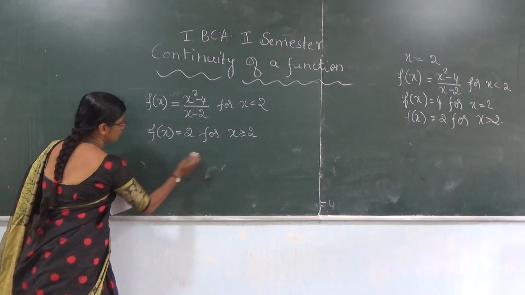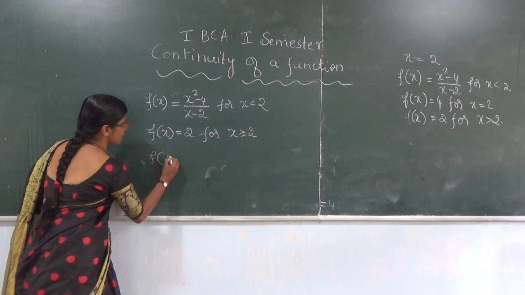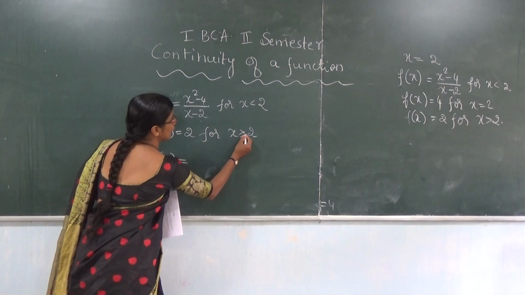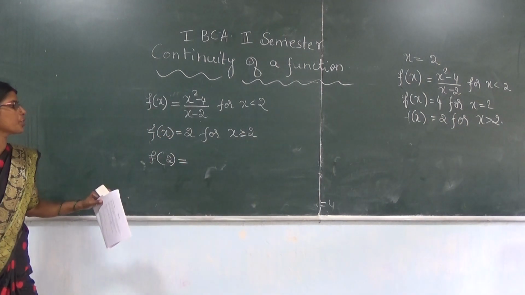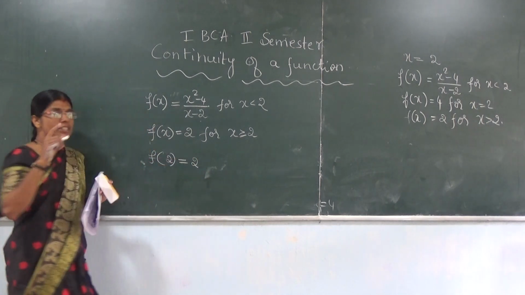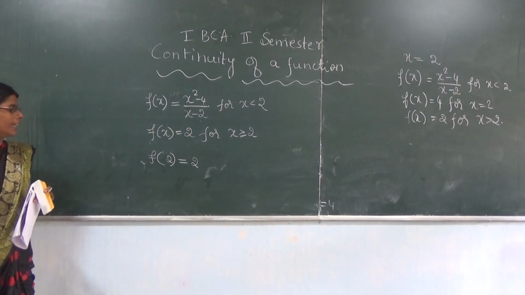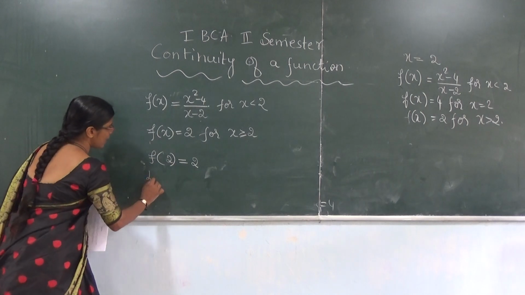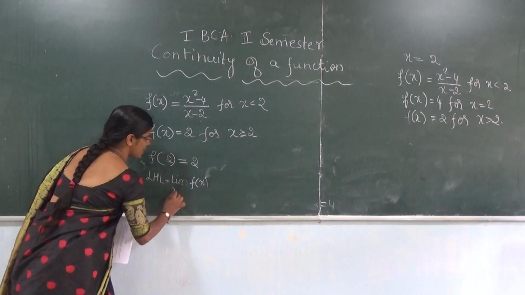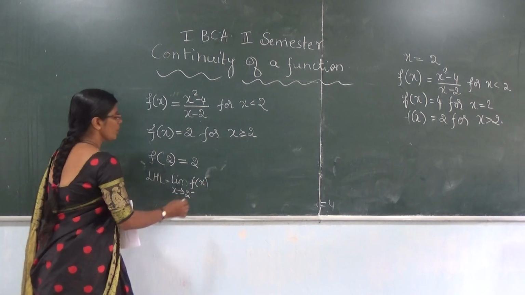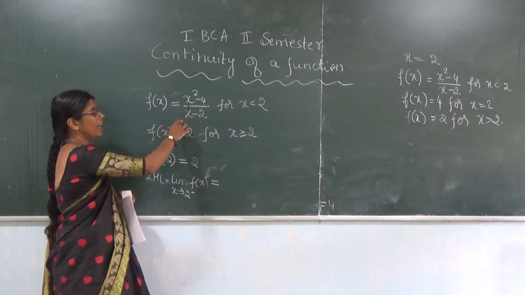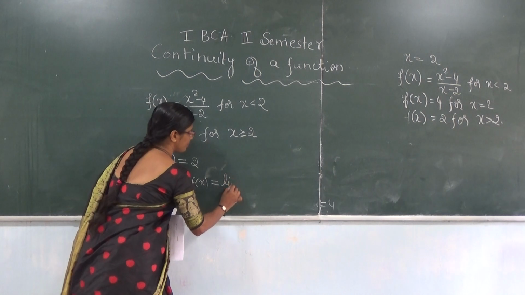So here once again you have to consider f of 2. When x equal to 2, here the equal symbol is there. So when x is equal to 2, f of x is equal to 2. So f of 2 equal to 2, which is a finite and definite number. Next you have to consider left hand limit, that is equal to limit of f of x as x tends to 2 minus. When x is less than 2, function is this, x square minus 4 divided by x minus 2.